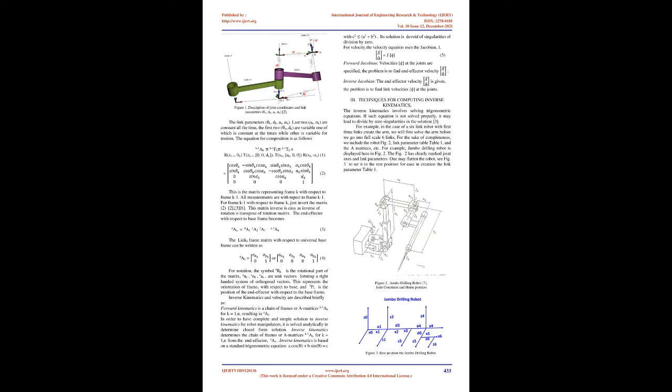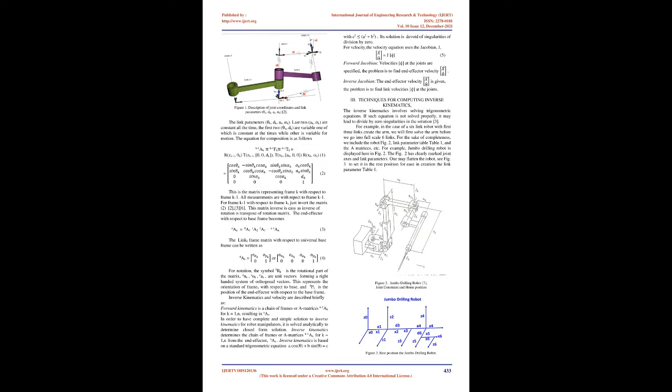The frame for transformation from frame K-1 to frame K becomes an A matrix, synonymous with the transformation matrix T or the frame matrix F. For notation, K-1 A K represents the transformation from frame K-1 to frame K; equivalently, it is frame K relative to frame K-1. The symbol 0Rk is the rotational part of the matrix, where n, o, a are unit vectors forming a right-handed system of orthogonal vectors. This represents the orientation of frame K with respect to the base, and 0Pk is the position of the end effector with respect to the base frame.